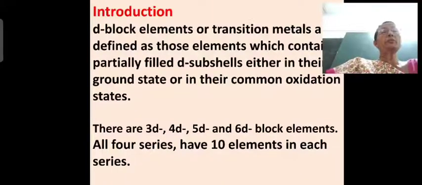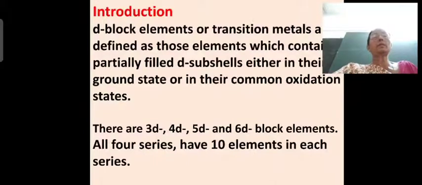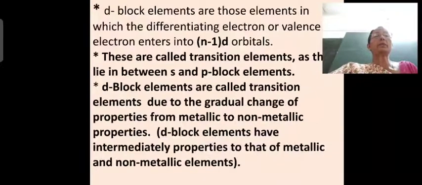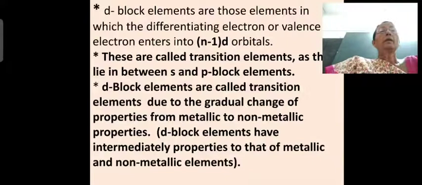So in each of the series you can find 10 elements, right? In the previous slide you might have seen all the 4 series contain 10 elements in each series. Now what is the electronic configuration, that is, the electronic configuration of the valence shell? D block elements have the valence electron entering into (n minus 1) d orbitals.